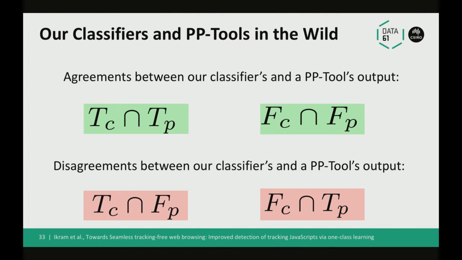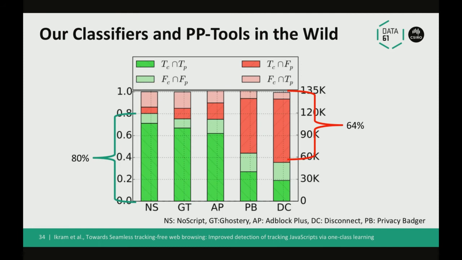We also look into the dissimilarity, or disagreement, which is shown in red. So here is the plot of the agreement and disagreement of our classifier with the privacy preserving tools. We can see that our tool has the highest agreement in terms of true positives with NoScript, and it has the highest disagreement with Disconnect and Privacy Badger in terms of false positives.